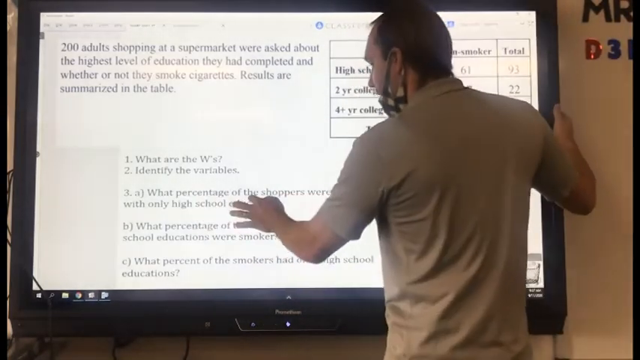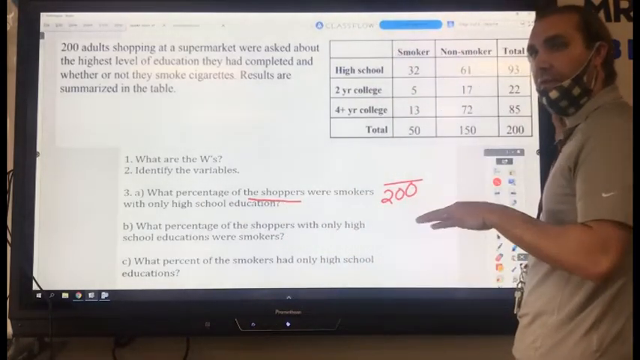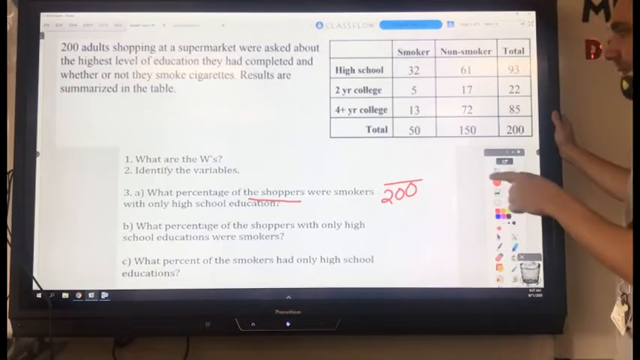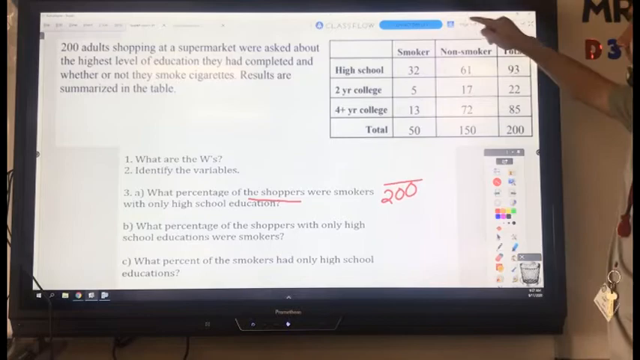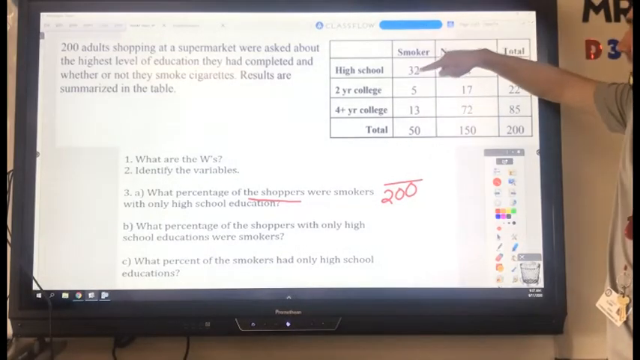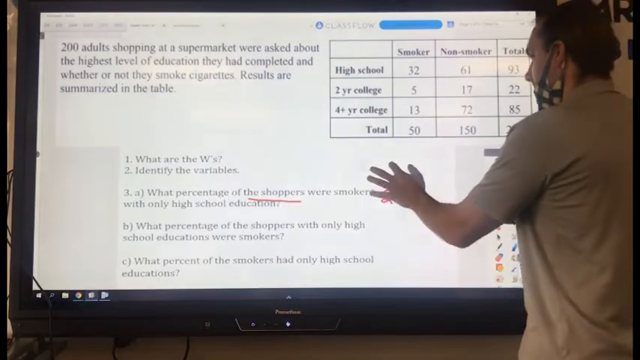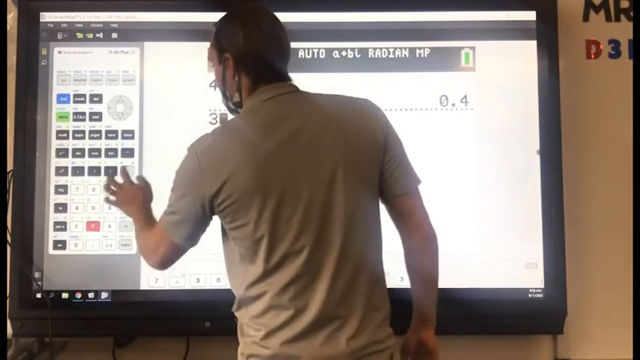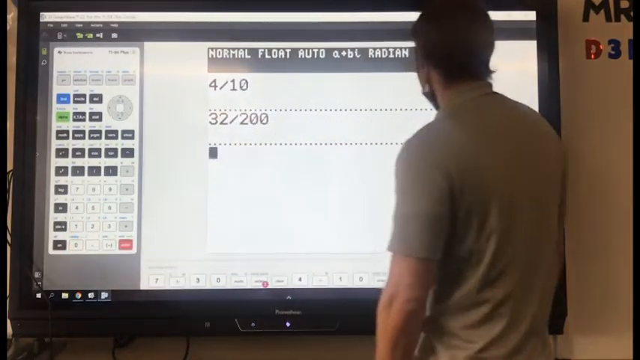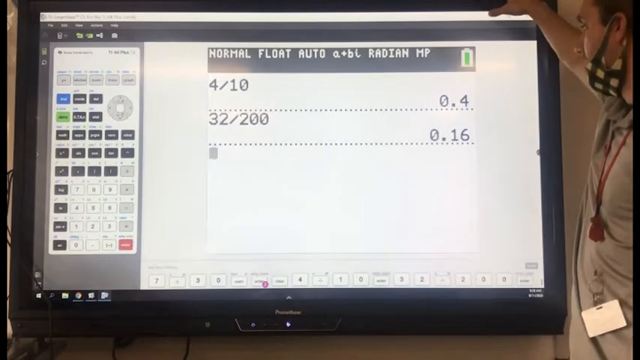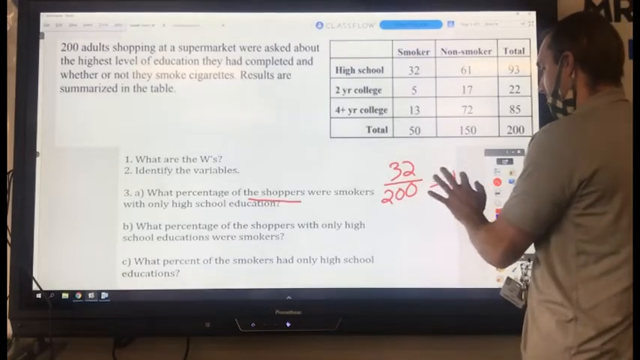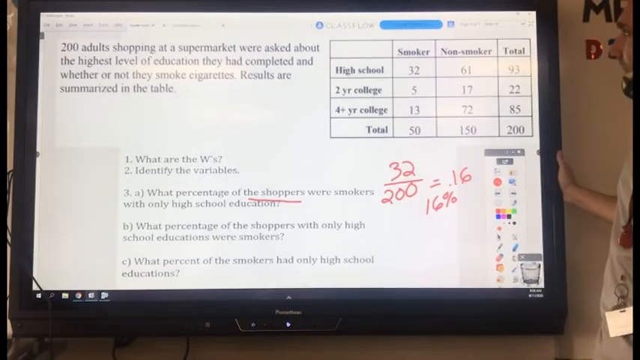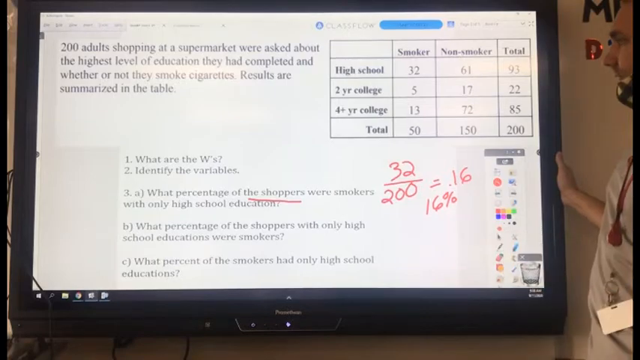Because it says, what percentage of shoppers? That's my total. It's going to start off with the total and then ask for the numerator at the top. So what percentage of the 200 shoppers were smokers with only high school education? Smoker, only high school education is 32. So now I need to take 32, divide it by 200, and I get 16%. 0.16 is my relative frequency, which says 16% of my shoppers are smokers with a high school education.